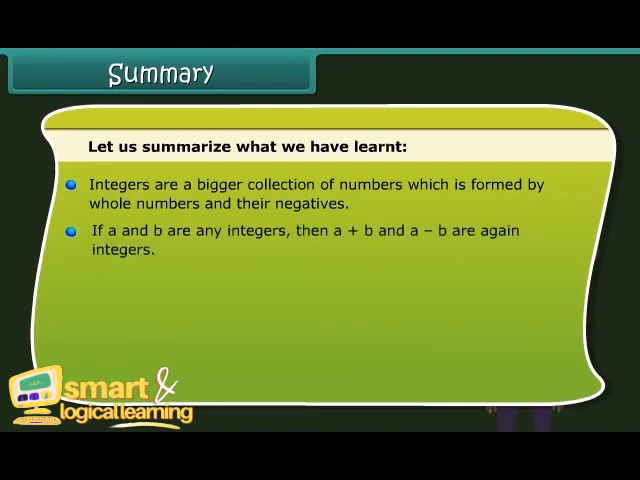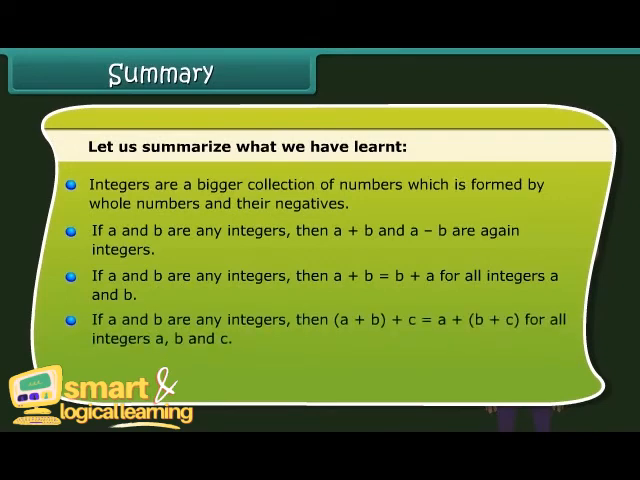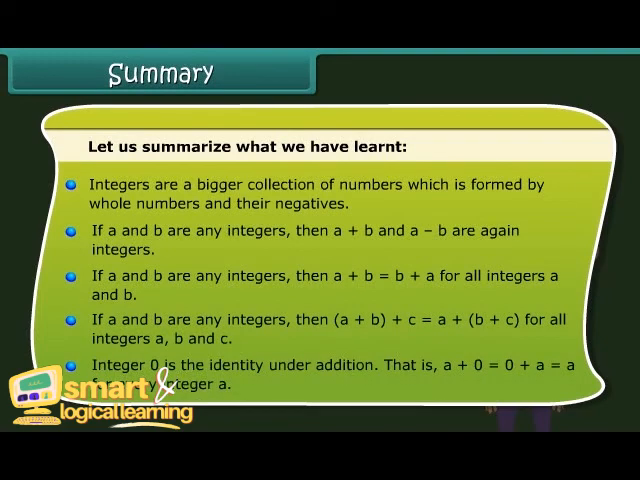If a and b are any integers, then a plus b and a minus b are again integers. If a and b are any integers, then a plus b is equal to b plus a for all integers a and b. If a, b and c are any integers, then a plus (b plus c) is equal to (a plus b) plus c for all integers a, b, and c. Integer 0 is the identity under addition. That is, a plus 0 is equal to 0 plus a, which equals a for any integer a.